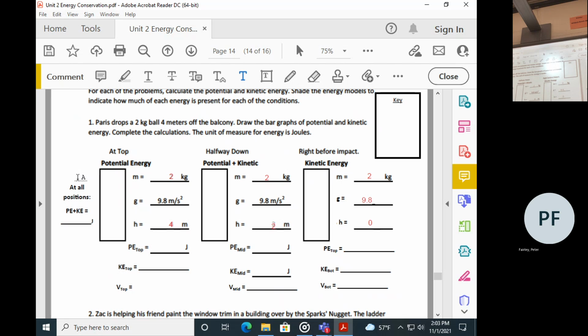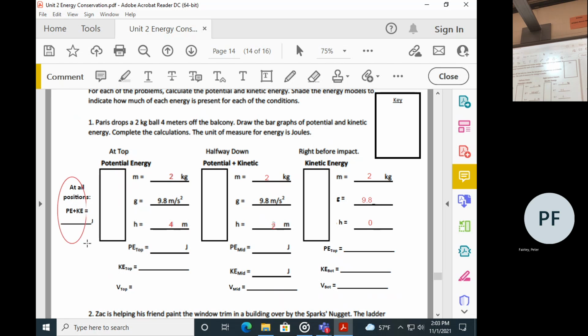What was our total energy? Wasn't the total energy the same as the potential energy at the beginning? Does that tell you what to fill in over here on the side? Did you do this already? At all positions, PE plus KE equals how much?